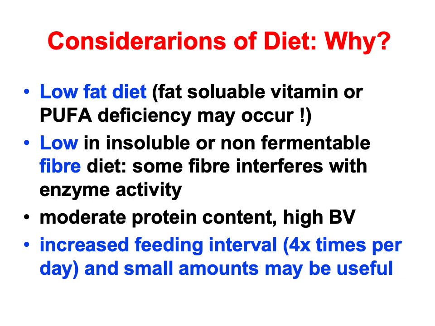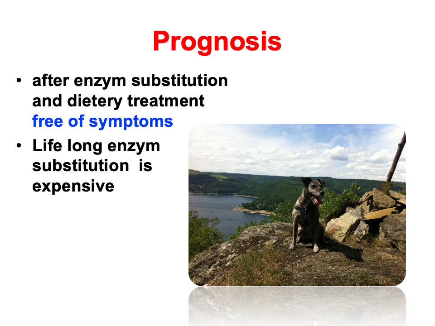Moderate protein concentration but high in biological value, and increased feeding interval to decrease the insulin peaks, the stimulation of the pancreatic activity both in endocrine and exocrine. The prognosis of the EPI, after all, is good, and you can keep the animal free of symptoms. But of course, this is expensive.